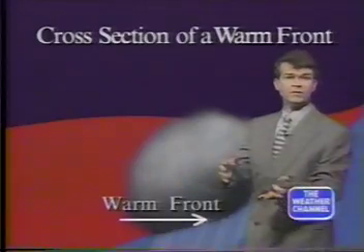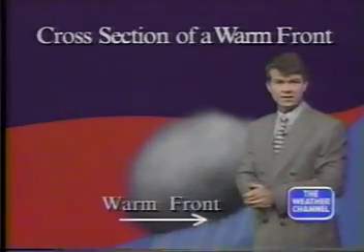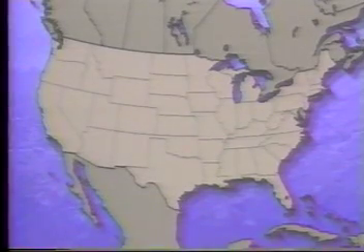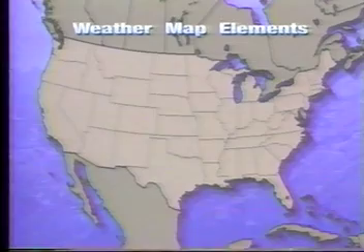Warm fronts, cold fronts, a forecast. Let's look at some weather maps. This is a rare sight here at the Weather Channel, a blank map of the United States. Normally a weather map is full of symbols, but what do they all represent?